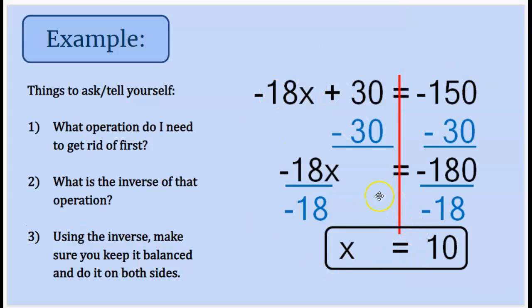Again, here's another one. We need to get x by itself. Well, we need to get rid of that adding 30 by subtracting it from both sides. Then we would be left with negative 18x equals negative 180, because they were both negative here. And then you divide by negative 18.